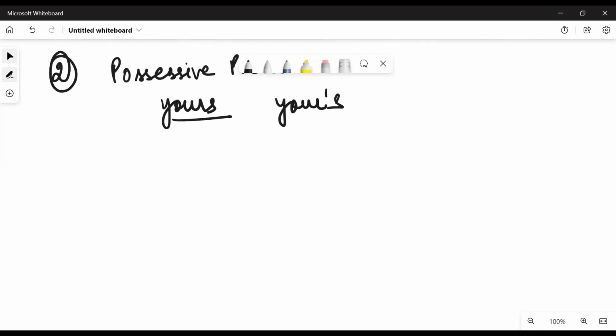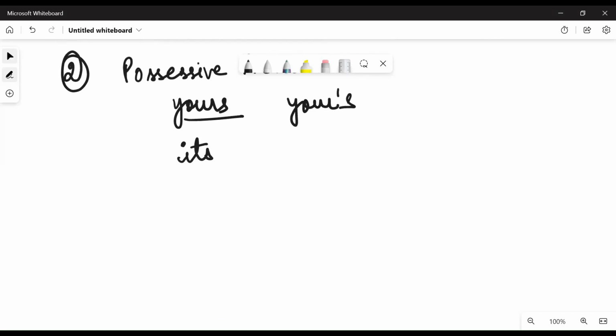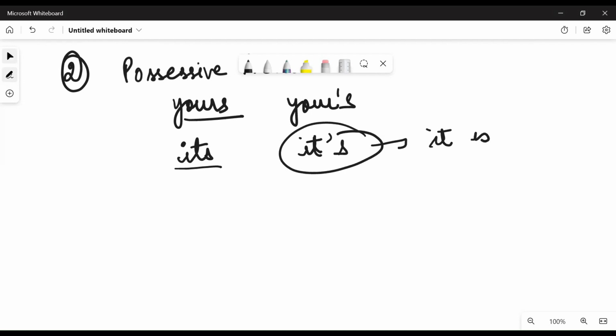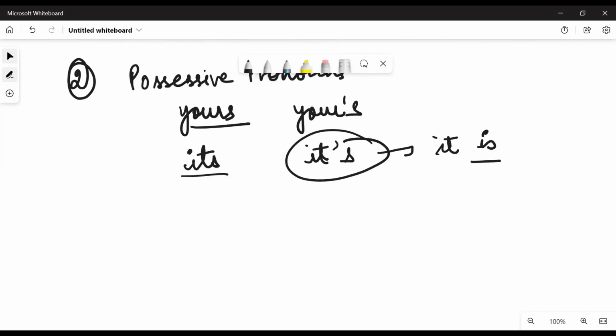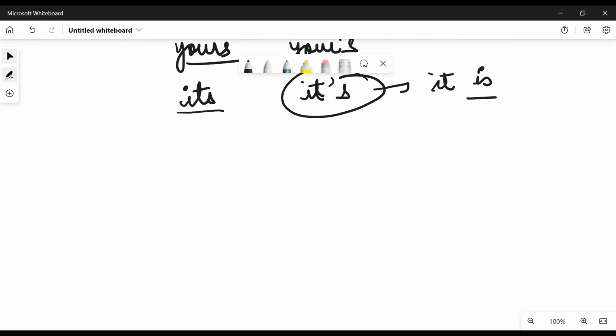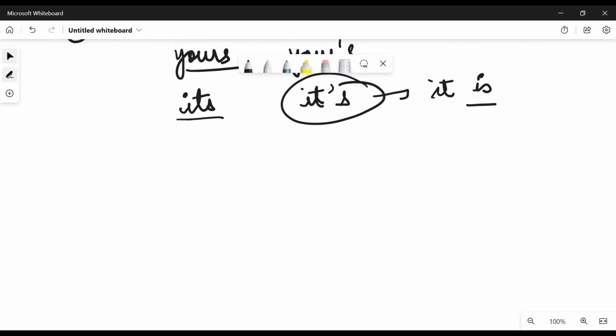Similarly, in case of its, the possessive pronoun its is like this. It's is not written like this because here it means it is. So we should not use an apostrophe whenever we are using the possessive case of a pronoun.